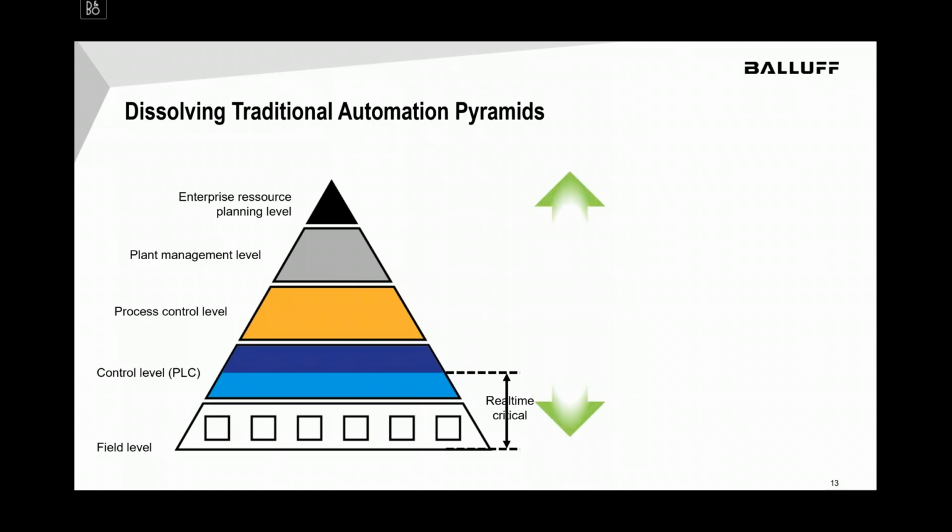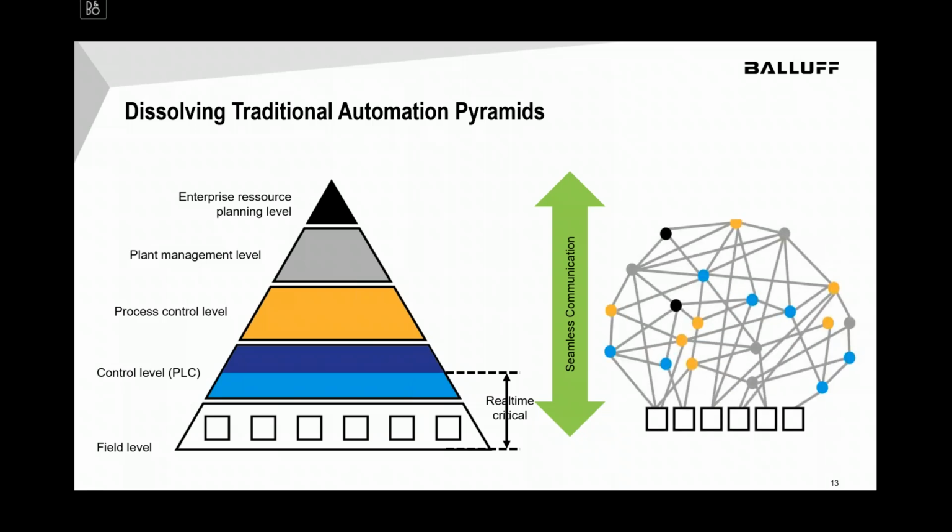In order to connect all these systems together, we have to have seamless communication throughout the entire organization. And that might look like this, where you have data collection going from the sensor level all the way to the ERP level or the plant level, and making decisions at that level.